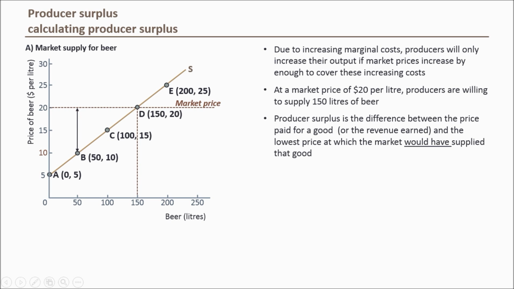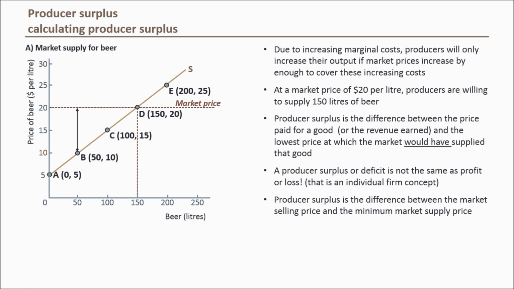And the reason why we do not call the $10 profit, but rather producer surplus or benefit, is because we do not actually know if it is real financial profit. The only way to calculate actual profit is by looking at total costs and total revenue for each individual firm. But what we do know is that the market as a whole, or at least all the producers of beer in the market, are benefiting from higher market price levels, especially for all the beer that they would have produced at lower market price levels.